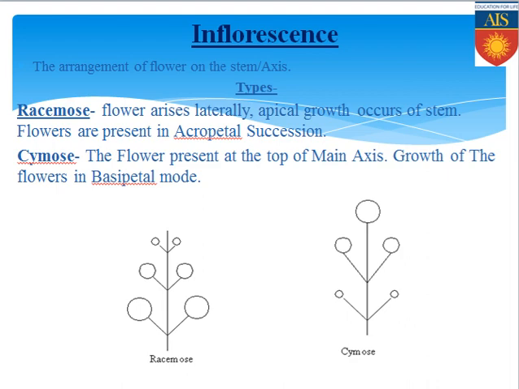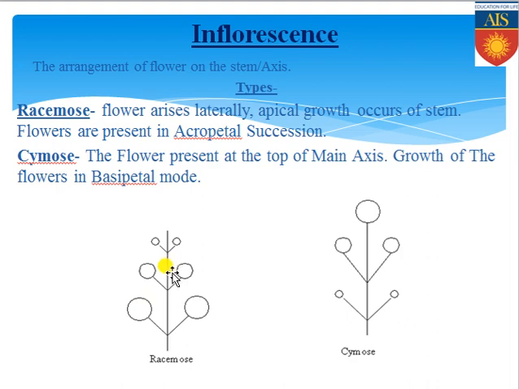What about the racemose? Here the flower arises laterally and apical growth of the stem continues, and the flowers are present in acropetal succession. What is acropetal succession? You can see the flowers present towards the base have larger stalks, but the flowers present towards the apical portion of the stem have small stalks. In this kind of succession the old flowers are present downward and the new flowers erupt towards the uppermost portion. That arrangement is known as acropetal succession, and it is found in racemose inflorescence.